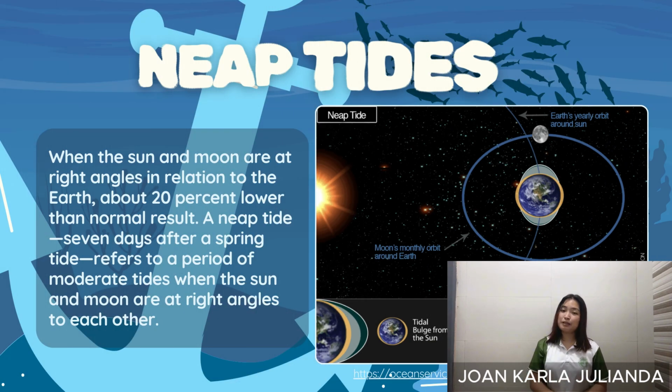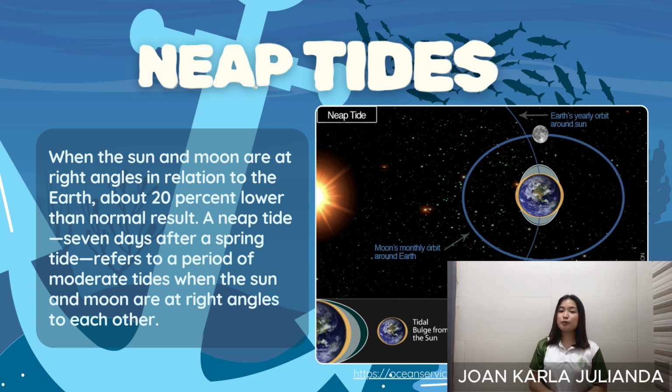Lastly, we have the neap tides. It is when the sun and moon are at the right angle in relation to the earth, about 20% lower than the normal result. A neap tide, 7 days after spring tide, refers to a period of moderate tides when the sun and moon are at the right angles to each other. This tide occurs during the first and the last quarter of the moon.